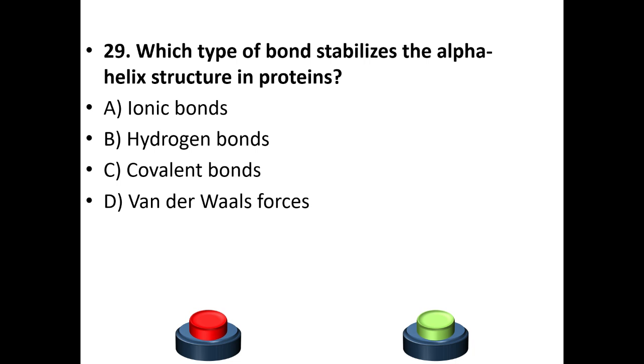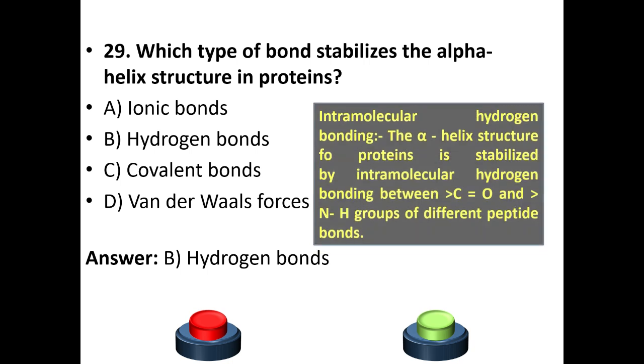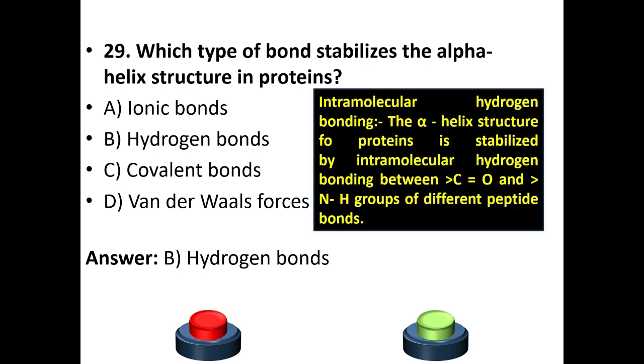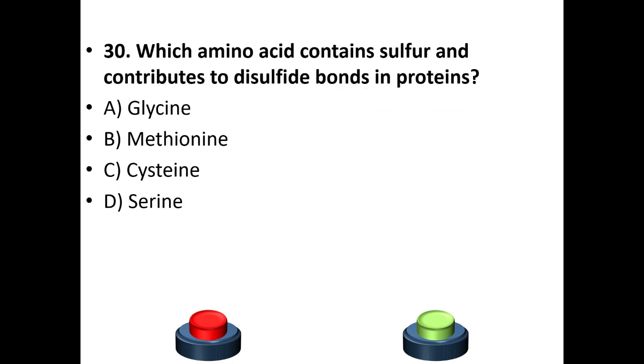29. Which type of bond stabilizes the alpha helix structure in proteins? Ionic bonds, hydrogen bonds, covalent bonds, van der Waals forces. Which is the answer? Here the answer is B, hydrogen bonds. Intramolecular hydrogen bonding. The alpha helix structure of proteins is stabilized by intramolecular hydrogen bonding between CO and NH groups of different peptide bonds.